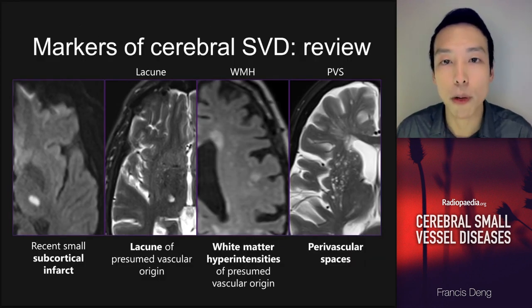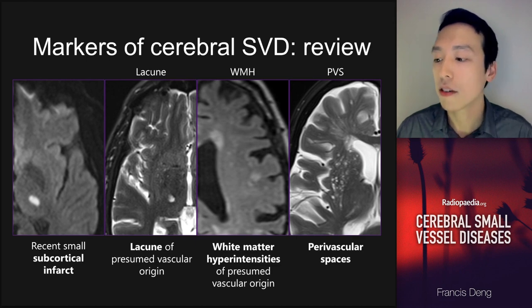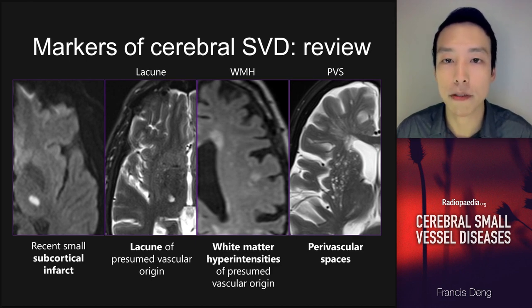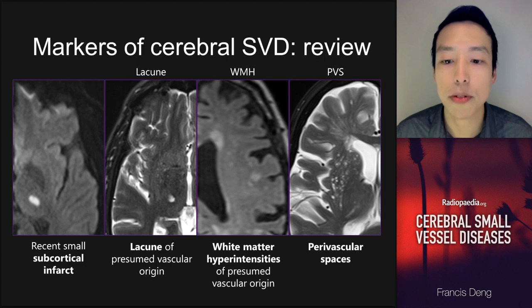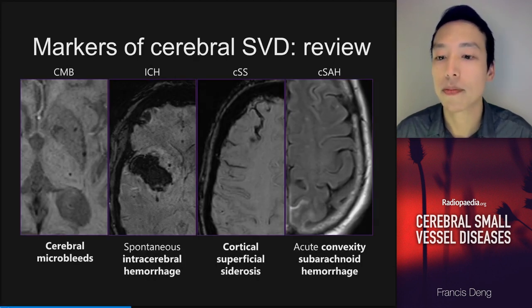Now let's review the focal markers of cerebral small vessel disease. First, there are recent small subcortical infarcts. There are lacunes, which are the chronic manifestation of a prior small subcortical infarct or hemorrhage. There are white matter hyperintensities, some of which used to be infarcts, many of which developed on a chronic basis due to dysfunction of the blood-brain barrier of these small vessels, causing leakage of fluid and protein and myelin loss and gliosis. Perivascular spaces, which are considered pathologic when enlarged and too numerous.